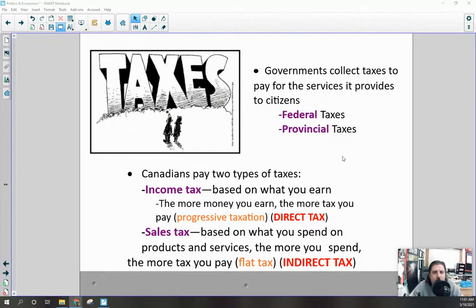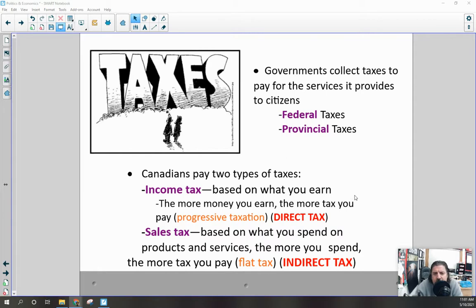Okay. So governments collect taxes to pay for the services it provides to citizens. And it's done in different ways. We have federal taxes, which the federal government takes in. And then we also have provincial taxes, where each respective province has a different tax system. All right. So we need to pay for services done as far as our government as a whole. And we also need to pay for services done and allocated through our provinces.